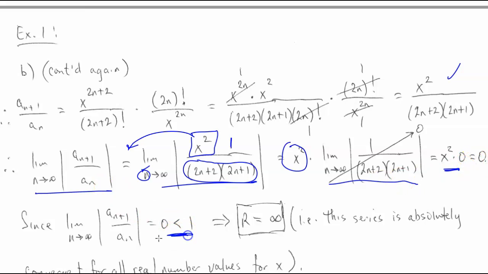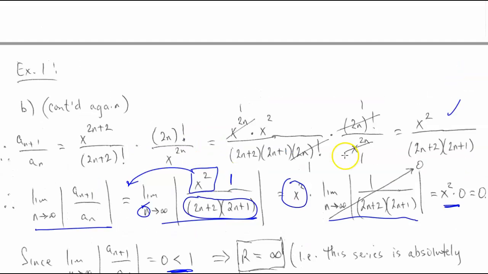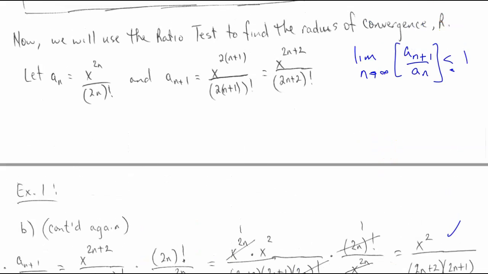And of course, 0 is less than 1. And that's why I was saying here, I know I had the equal to there, but it really shouldn't have been there.